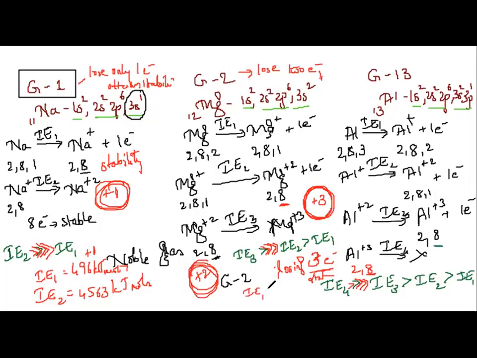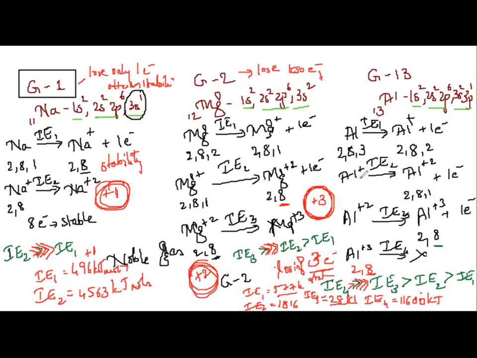The first ionization energy of aluminium is 577 kilojoules. The second ionization energy of aluminium is 1816. The third ionization energy of aluminium is 2881 kilojoules per mole. The fourth ionization energy of aluminium is 11,600 kilojoules. See the difference: 577, 1816, 2881. Fourth is 11,600 kilojoules. Yes, a very, very large amount of energy.